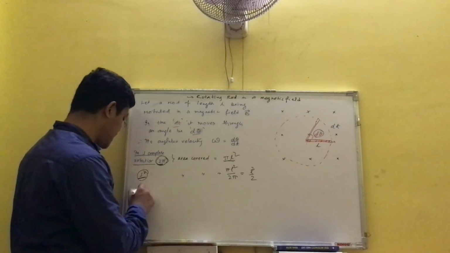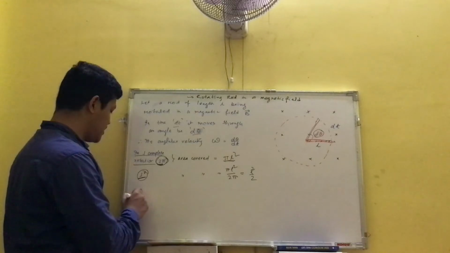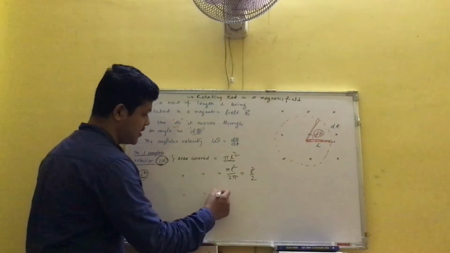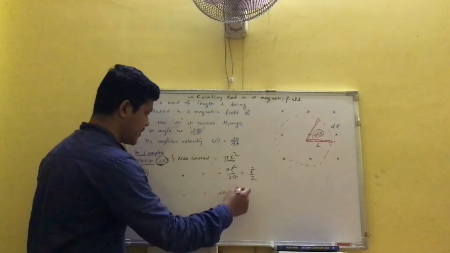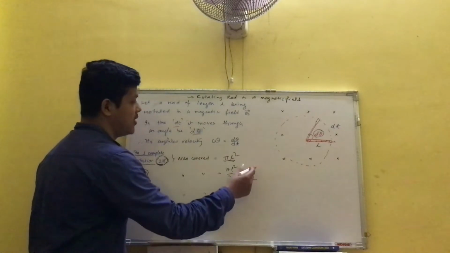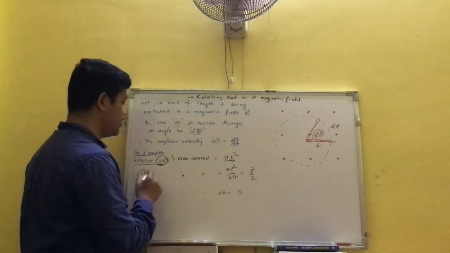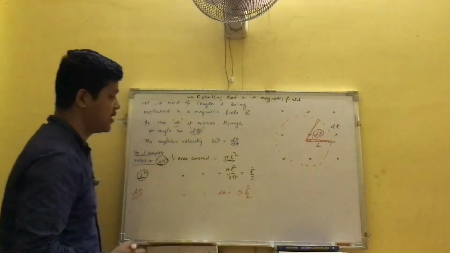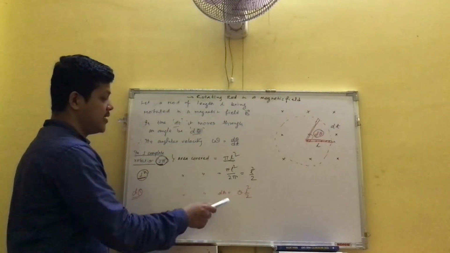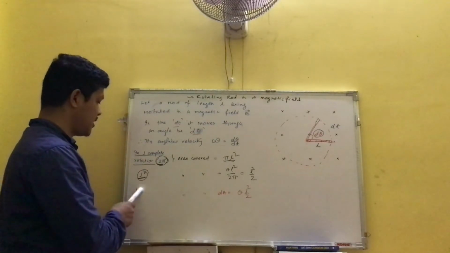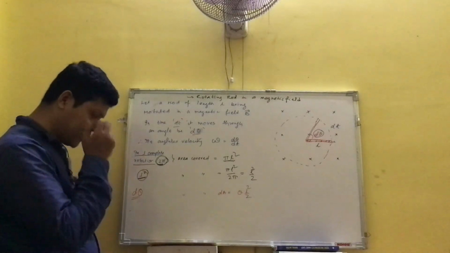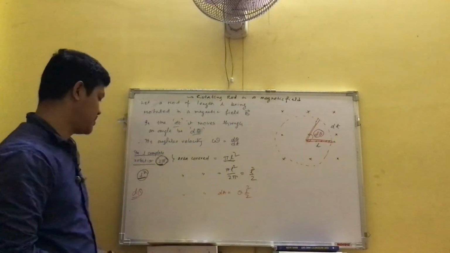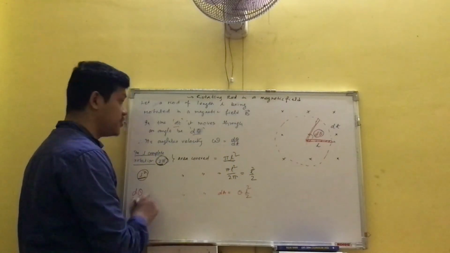Now when it moves through d theta, the area covered will be dA, which is equal to d theta into the area covered through unit angle, L square by 2. So that will be the change in area when it moves through an angle d theta, right? So now what will be the magnetic flux? The magnetic flux linked with this rod.